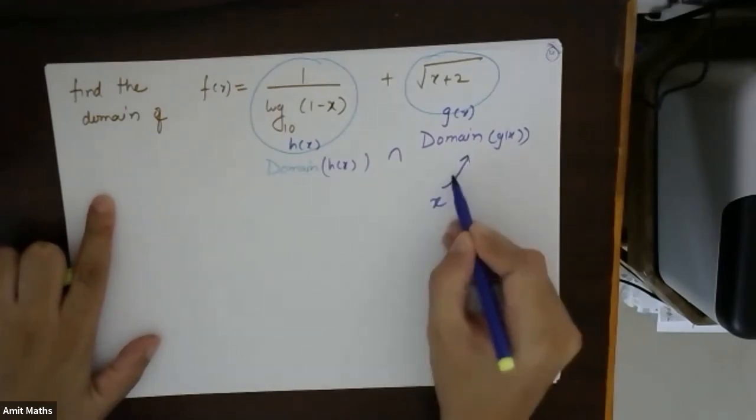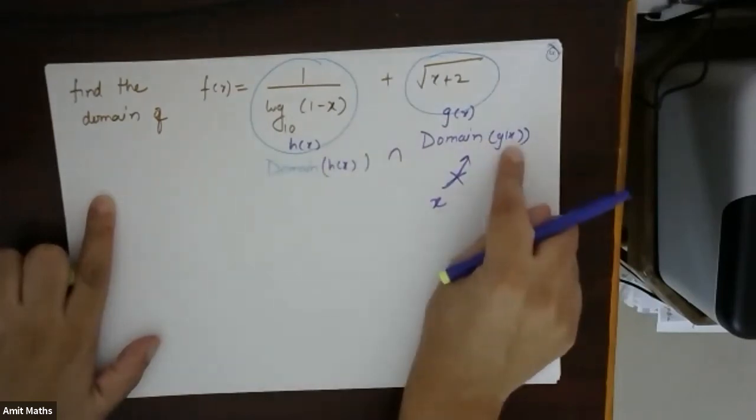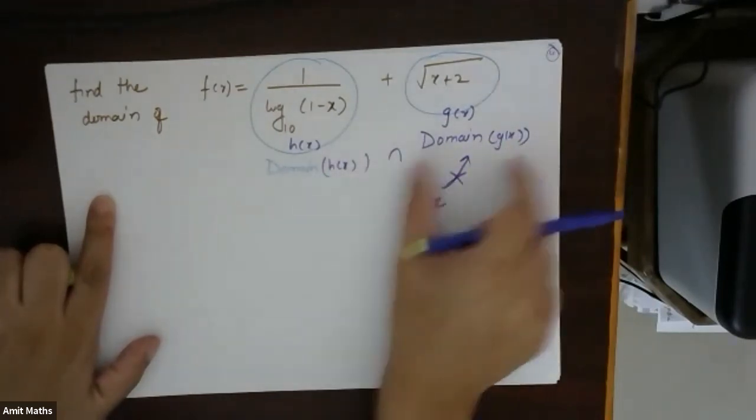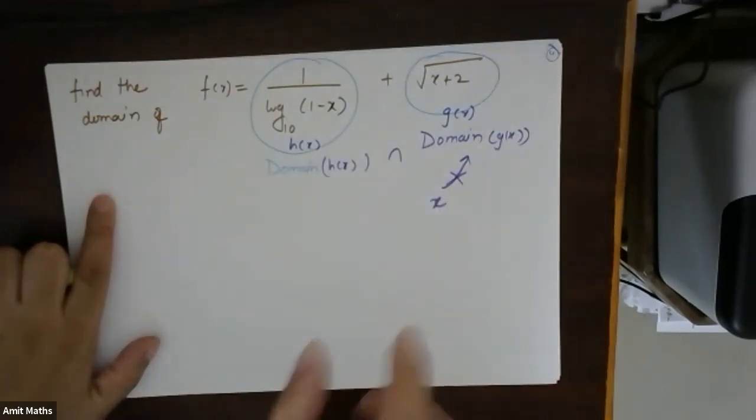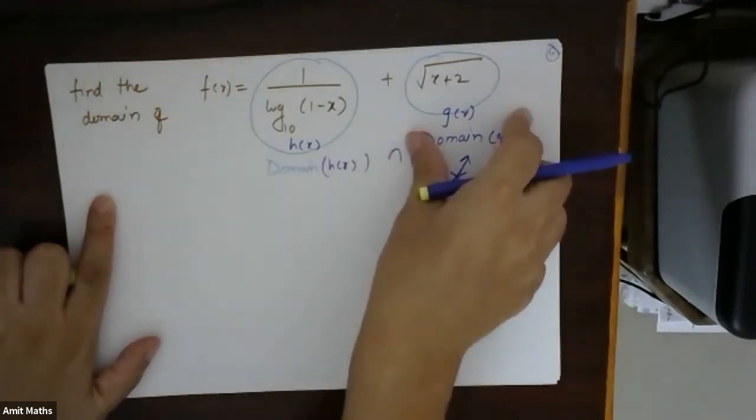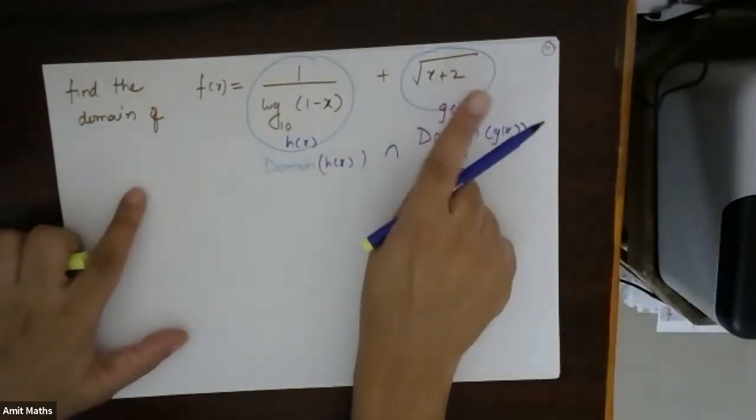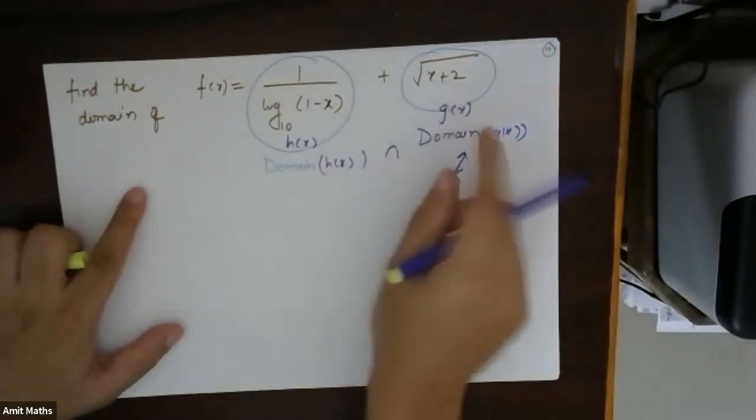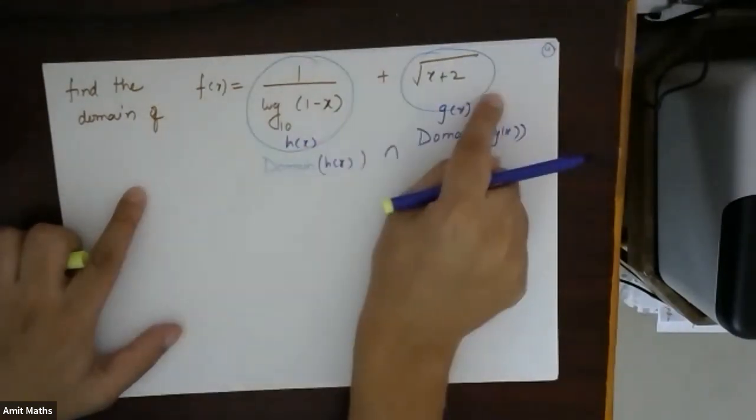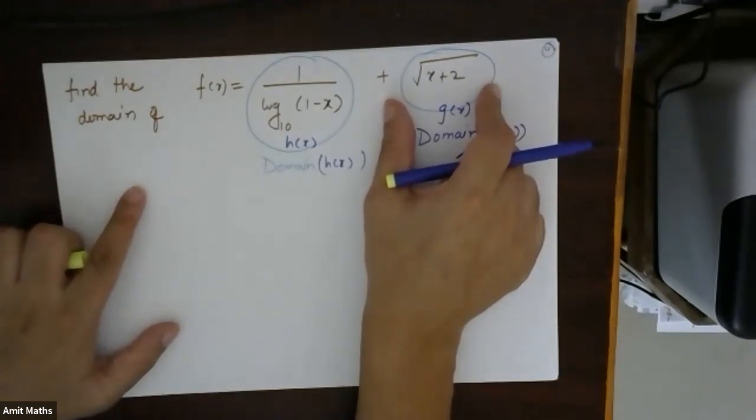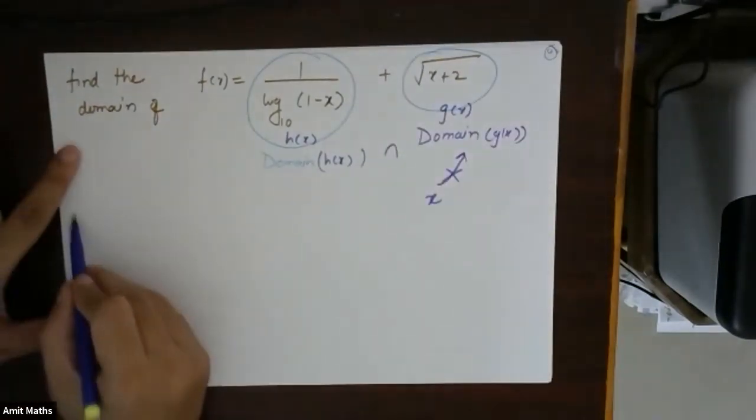Suppose there are values of x which this function cannot take. Then I cannot take that value of x for the whole. So when I take the intersection of these two domains, it means all those values of x which this can take as well as this can take at the same time. For example, if -5 cannot be taken for this function, there is no point of keeping -5 for the whole, because this function will reject that -5. This is okay, fine.